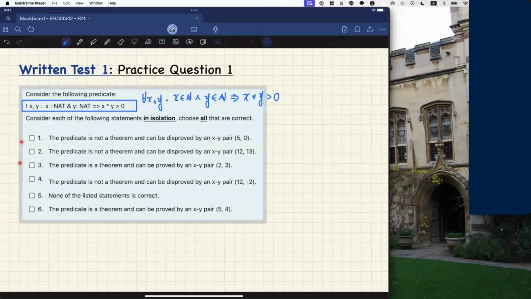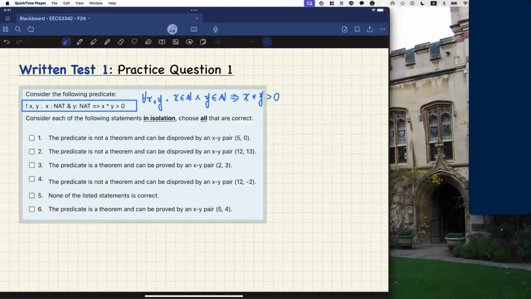So that's why you want to be very smooth in transitioning between the two syntaxes. We're going to consider these answers in isolation, and then we're going to see which one will be correct. We can try to judge right away to see if this here is actually a theorem. It's a universal quantification. That means for everything in this range, all the combinations of x and y, it should be the case that x multiplied by y is larger than 0. Is that the case, right?